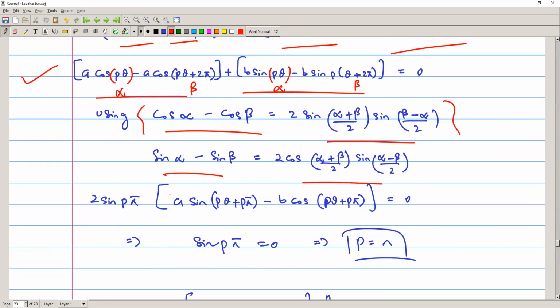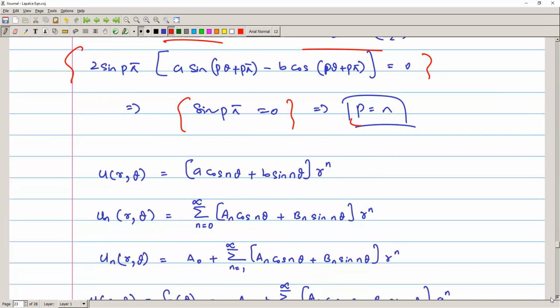So by using these identities, we finally conclude that 2 sine(p pi) times [a sine(p theta plus p pi) minus b cosine(p theta plus p pi)] is equal to 0. Therefore, we can say that sine(p pi) is equal to 0. From here, we can get the eigenvalue that p is equal to n, right?